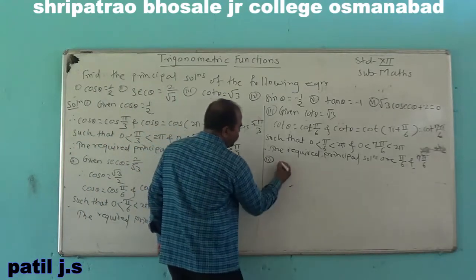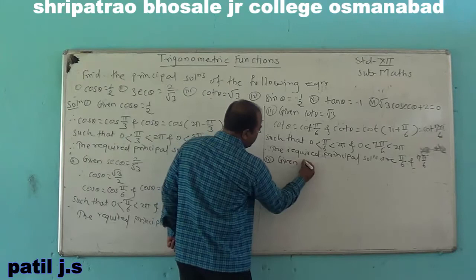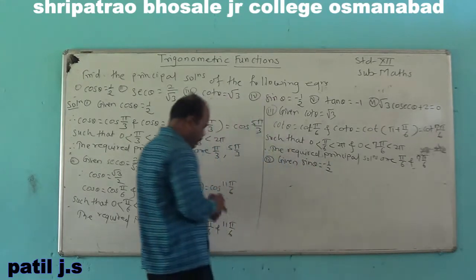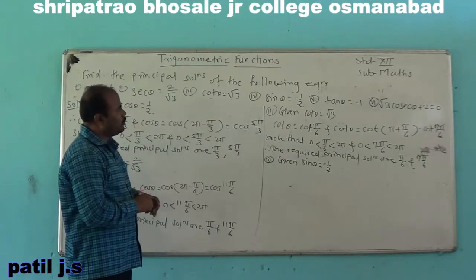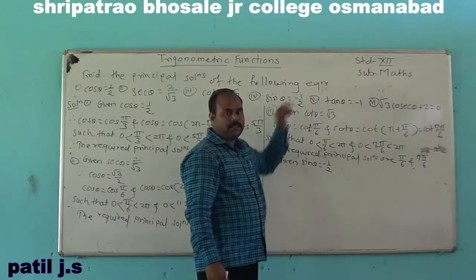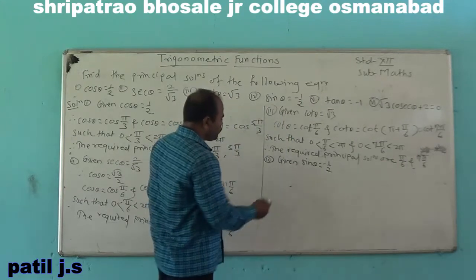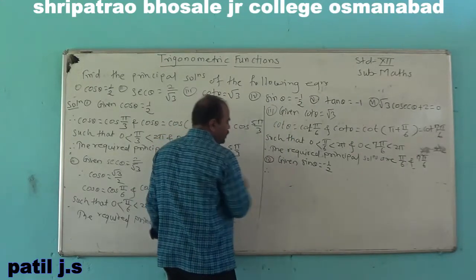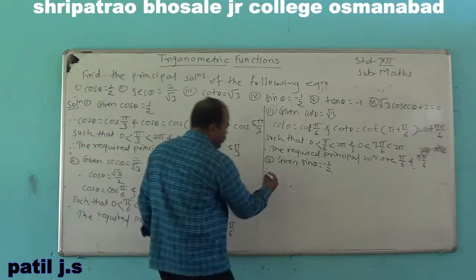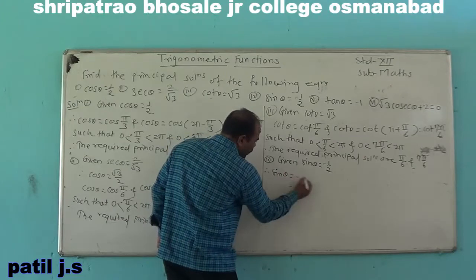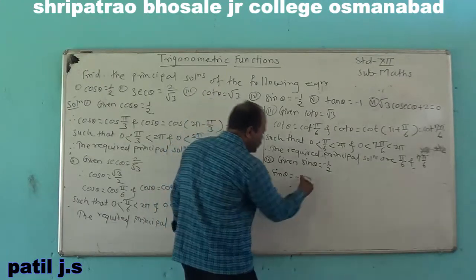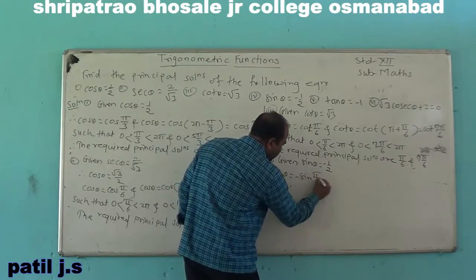Next, the problem is given: sin theta is equal to minus 1 by 2. Here, one change is that sin is negative. Solution: given sin theta is equal to minus 1 by 2. Therefore, sin theta is equal to minus 1 by 2 means sin pi by 6.